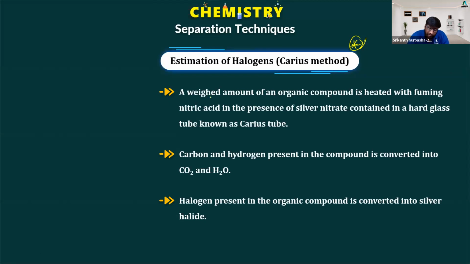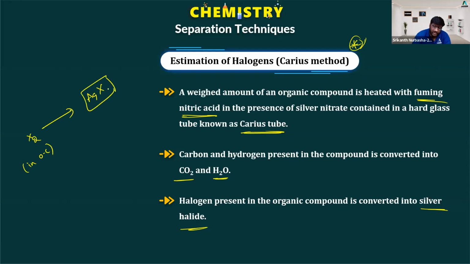This is the technique: a weighed amount of organic compound is heated with fuming nitric acid in the presence of silver nitrate contained in a hard glass tube called Carius tube. Carbon and hydrogen present in the compound are converted to CO2 and H2O. Halogen present in the compound is converted to silver halide. Whatever halogen is present in the organic compound is converted to the respective silver halide, AgX.